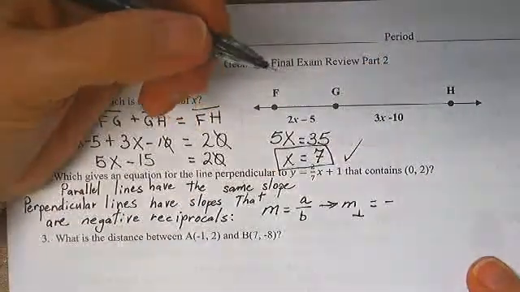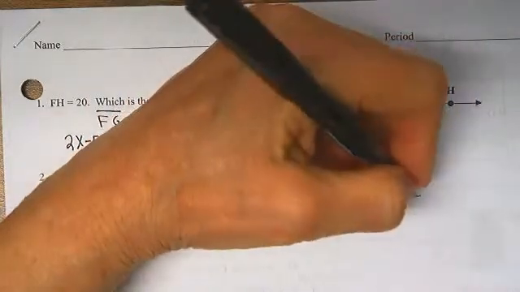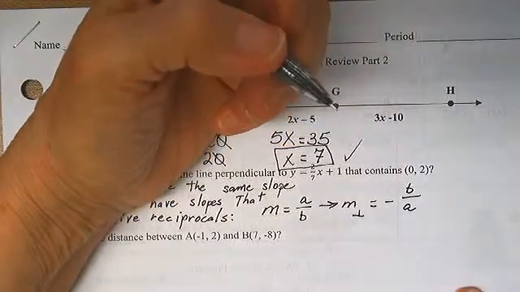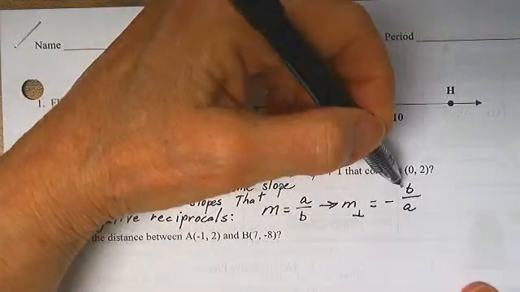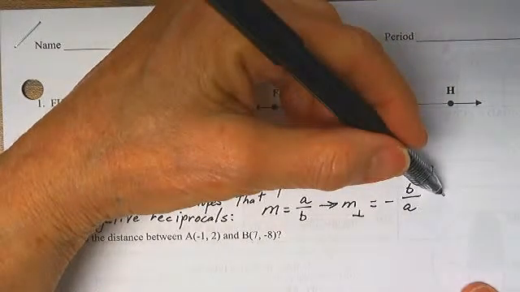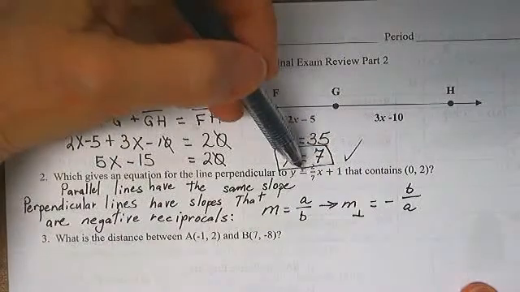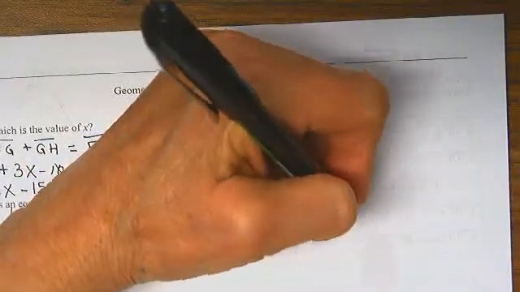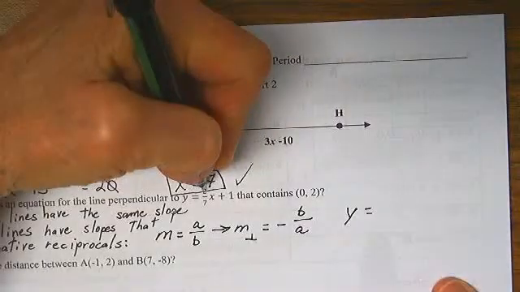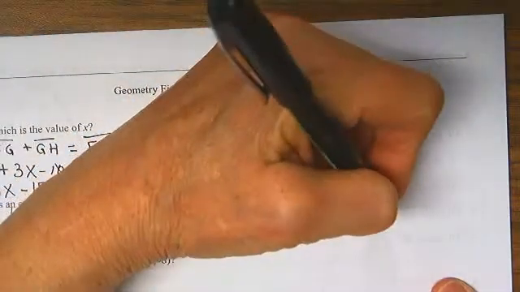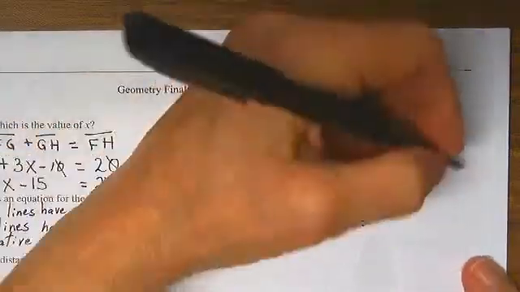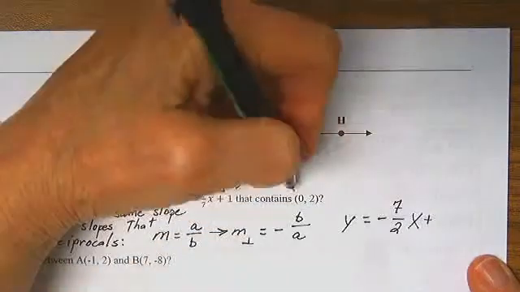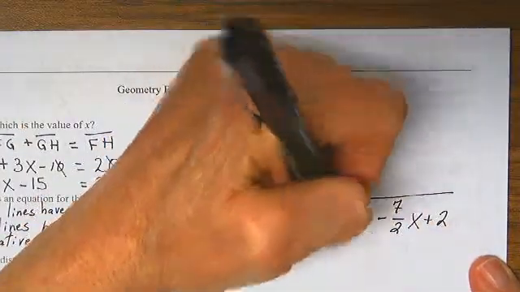need a negative. Reciprocal means the denominator goes on the top, the numerator goes on the bottom. When I multiply these two together, they multiply together to -1. In our example here, the perpendicular line will be given by the equation y is equal to, the original is 2 over 7, so the perpendicular line will have a negative slope of 7 over 2 times x plus 2, because that is the y-intercept.